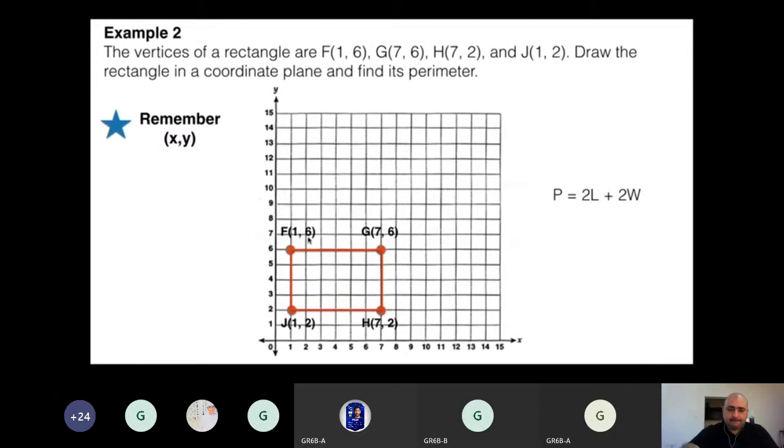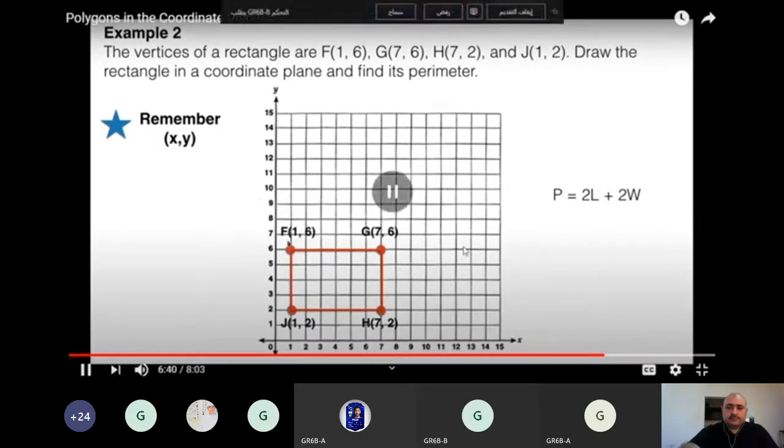Now, how about the width? Well, we can look here from J to H. Notice here that the X coordinates are not the same, but the Y coordinates are. They are both up 2. So I'm not going to be subtracting the Y coordinates like I did for my length.